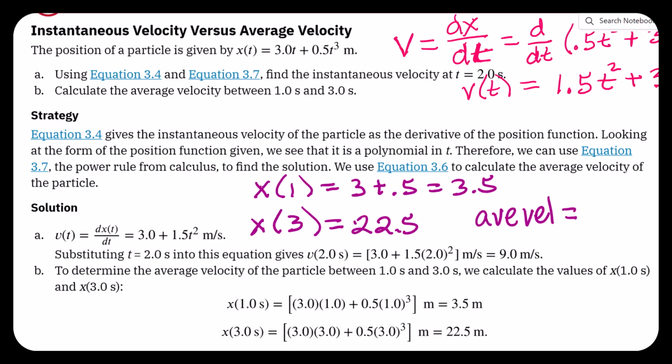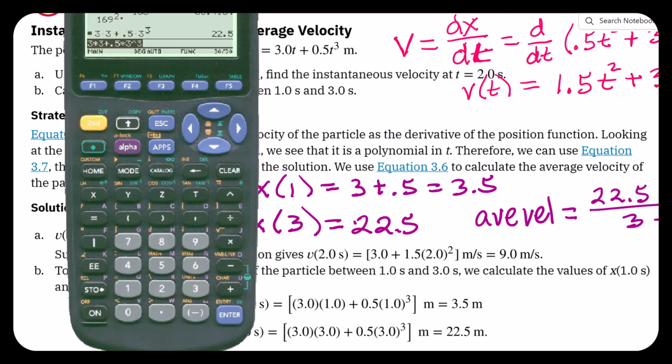The average velocity is 22.5 minus 3.5 over the change in time, so that's 3 minus 1. How did I know it was 3 minus 1? Well, this is the position-time pair. If I graphed it, the 3 goes with the 22.5 and the 1 goes with the 3.5. So if I switch these, then I have to switch the 3 and the 1. As long as you're consistent, with the order on the top matching the order on the bottom, you're fine.